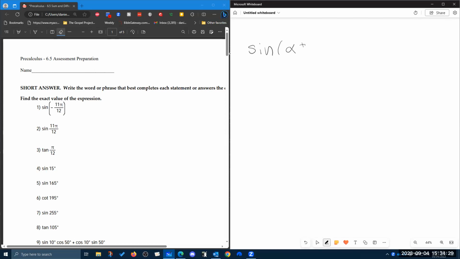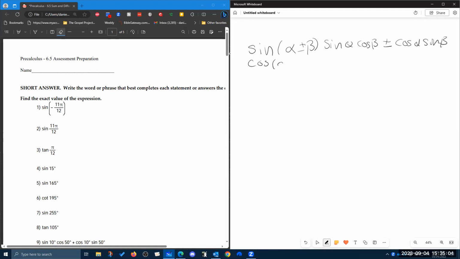Sine of alpha plus or minus beta is sine alpha cosine beta, plus or minus cosine alpha sine beta. So when I put plus or minus here, it means the formula is exactly the same for addition or subtraction, other than the sign may change over here, but you keep the same sign. So if it was plus, it stays plus. If it was minus, it stays minus. You'll see a sign change in the cosine formula.